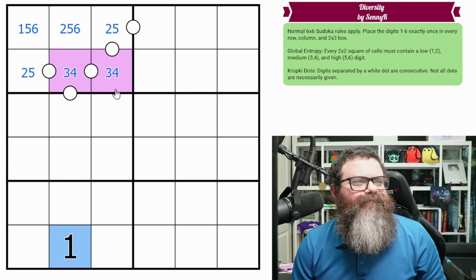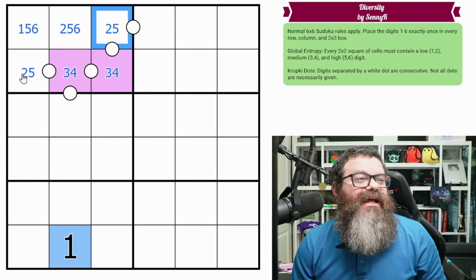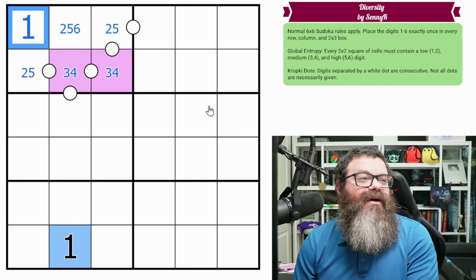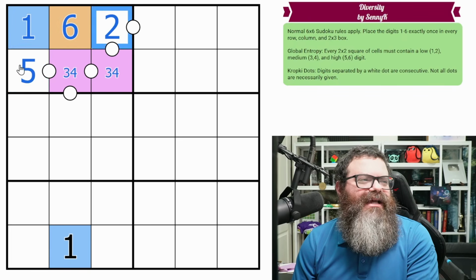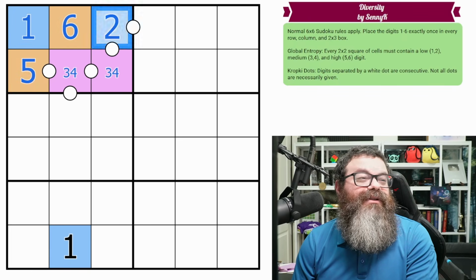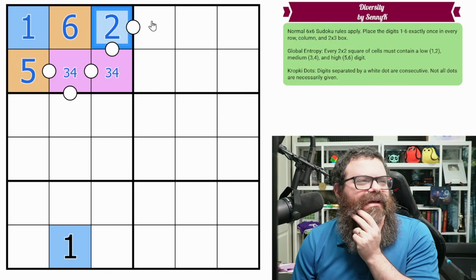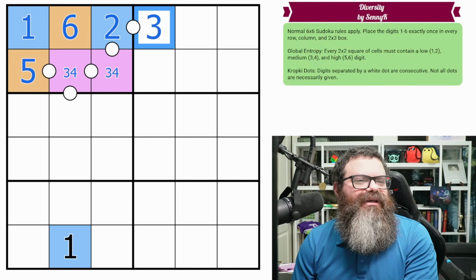And so that's a 2, 5 pair. So this is a 1, 6 pair, making that 1, that's 6. That's blue. That's orange. These two can't be blue, both. So that has to be 5, and that's 2. All right, so that's orange, and that's blue. Okay. 2 can't be next to 1, so it's next to a 3. That's purple.